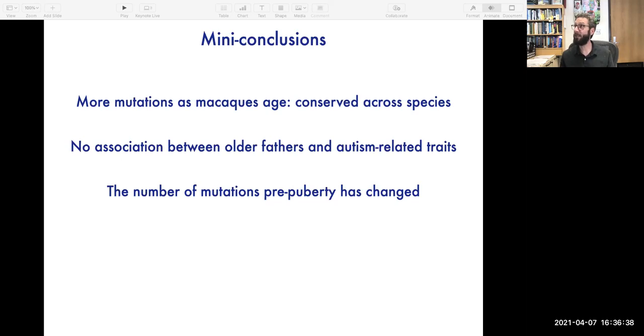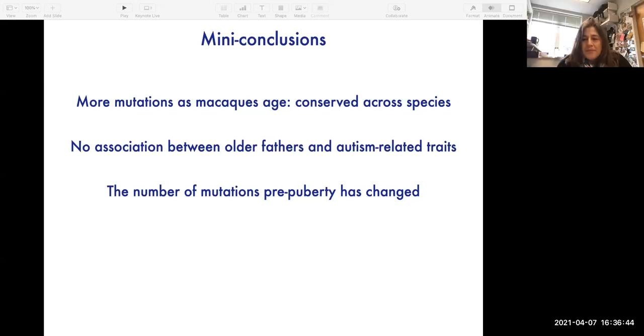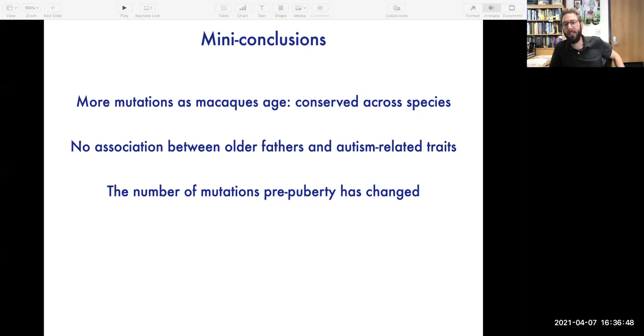I think the only caveat to that is we're not truly looking at one individual through time, right? These are a bunch of different trios, but still, we do have it across many ages.